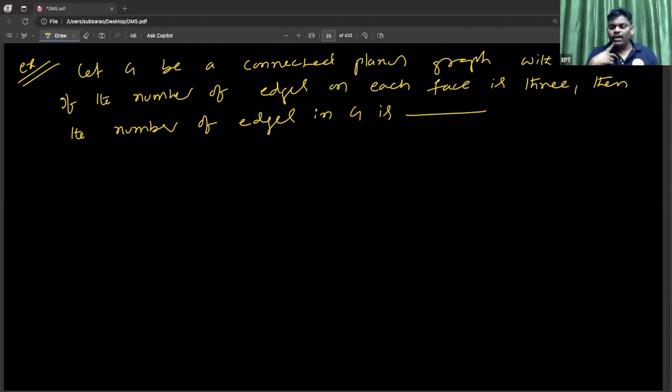What is the meaning of face? Face means region. Let G be a connected planar graph with 10 vertices. If the number of edges on each face is 3. Yeah, face means region. Then the number of edges in G is. Can you try this?